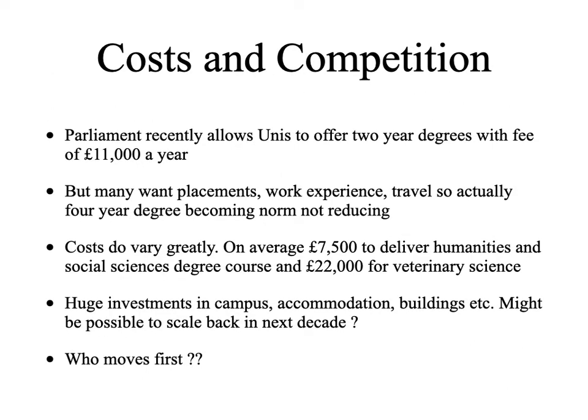And what's happened recently is that Parliament has allowed universities to offer 2-year degrees with a fee of up to £11,000 a year. But many students want placement, work experience, travel, so actually 4-year degrees are becoming much more the norm rather than reducing to 2. And actually the cost of delivering a university degree varies greatly. It costs perhaps £7,500 to deliver humanities and social science degrees, but £22,000 to deliver veterinary science, but both would probably be paying the same fees at the same university.